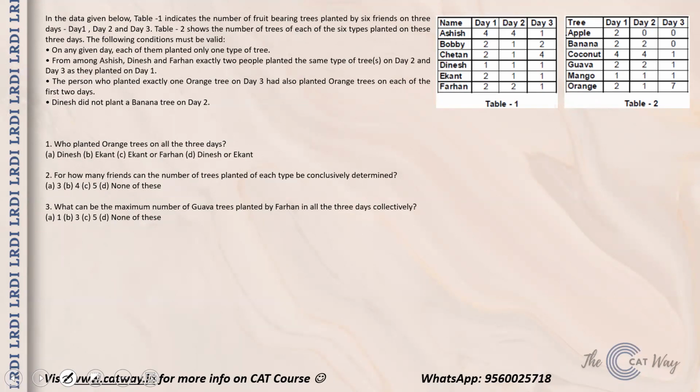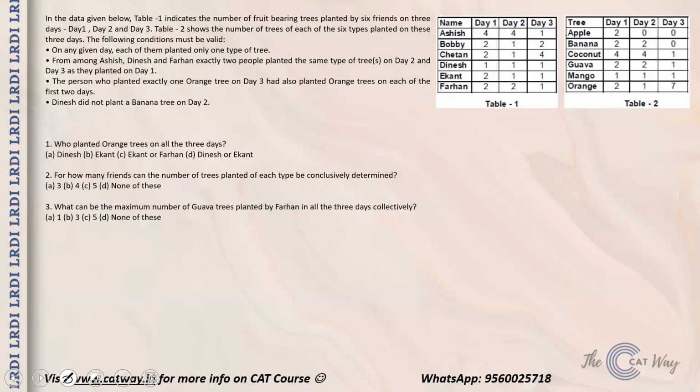Now the conditions that have been given to us are that on any day, each of them planted only one type of tree. Now from among Ashish, Dinesh, and Farhan, exactly 2 people planted the same type of trees on day 2 and day 3 as they planted on day 1. So that means out of these 3, there are going to be 2 people who planted the same type of tree on all the 3 days.